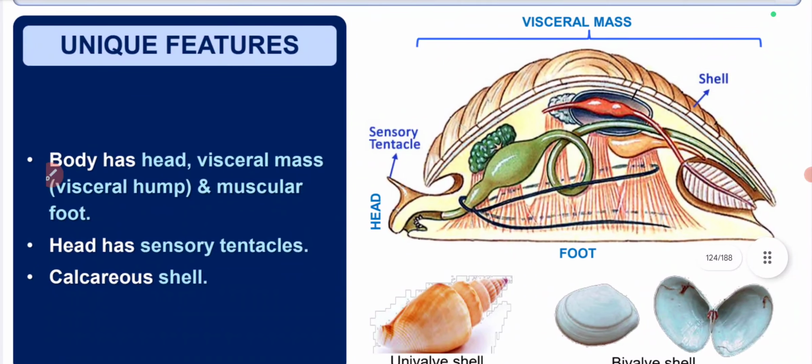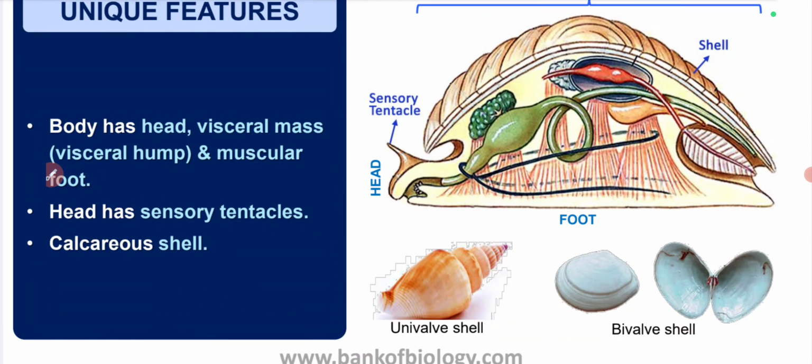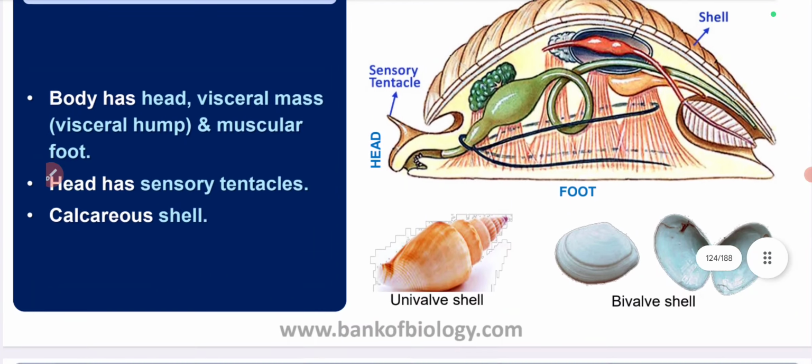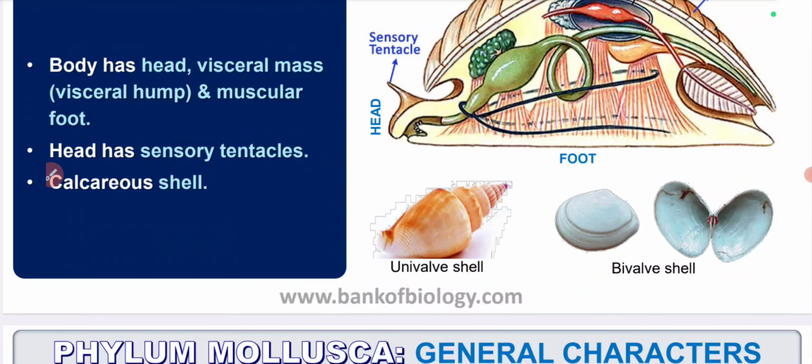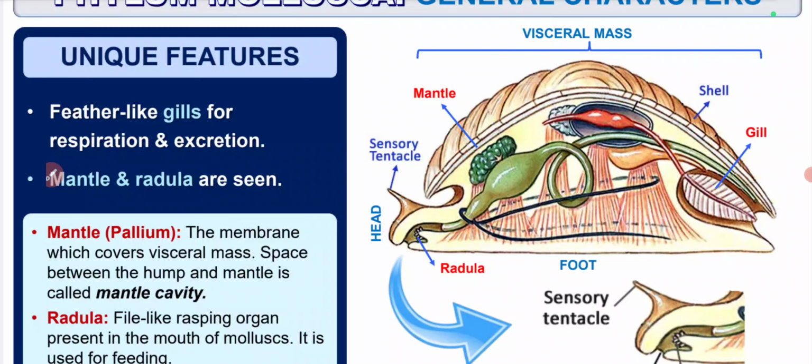Other unique features: body has head, visceral mass or visceral hump, muscular foot. Head has sensory tentacles and calcareous shell. Univalve and bivalve shells you can see in the diagram. Other unique features are feather-like gills for respiration and excretion. Mantle and radula are present.